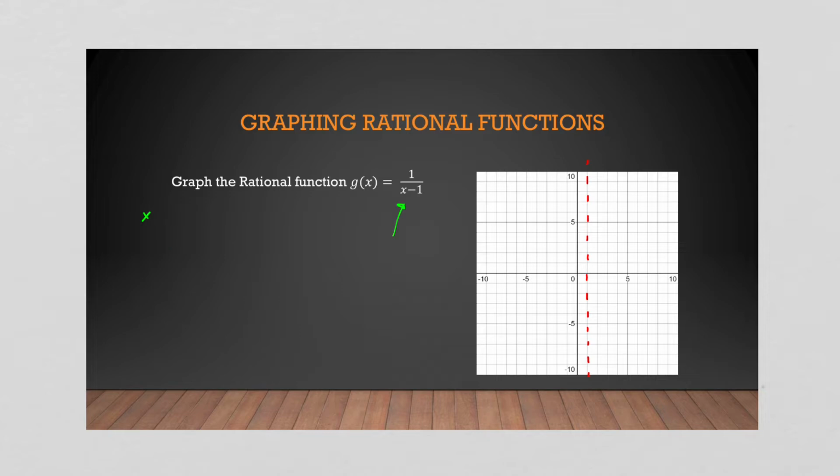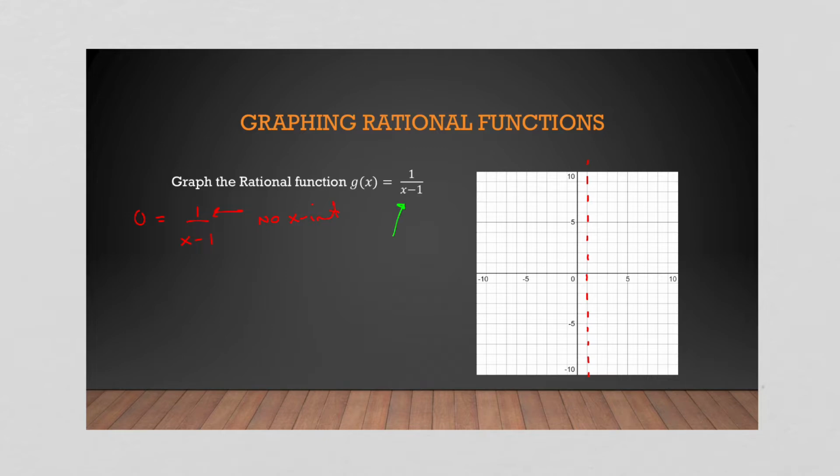Okay, now let's find our x-intercepts. X-intercepts occur when y equals 0, or g of x is 0. But just look at this function. Is that even possible? The only time that's ever going to happen is when the top is 0. And in this case, the numerator is never going to be 0, so this is not possible. So there's no x-intercept.